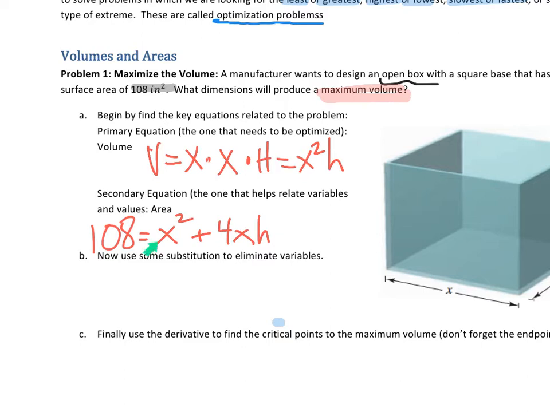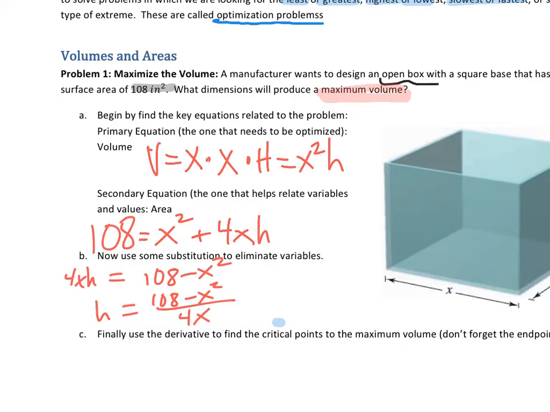So if we subtract x squared from both sides, I'm going to have 108 minus x squared, and then we'll need to divide the whole thing by 4x. All right, so I'll go ahead and write that step out. 4xh equals, so divide everything by 4x. We've got 108 minus x squared all over 4x. Don't try to simplify it. That's good enough for the moment. So h equals that.